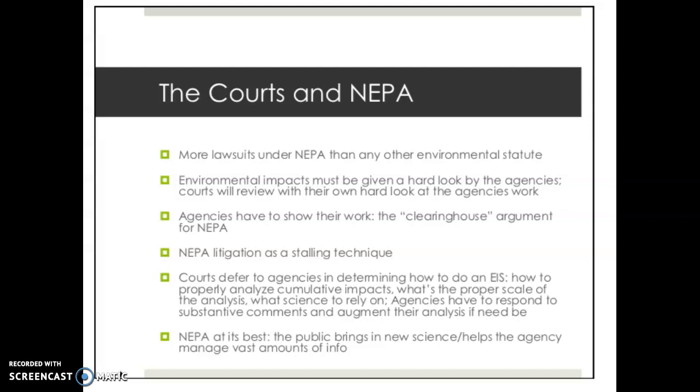So courts defer, as we talked about in this deferment, to agencies to determine how to do an EIS, how to properly analyze cumulative impacts. What's the proper scale of analysis? What science do we rely on?